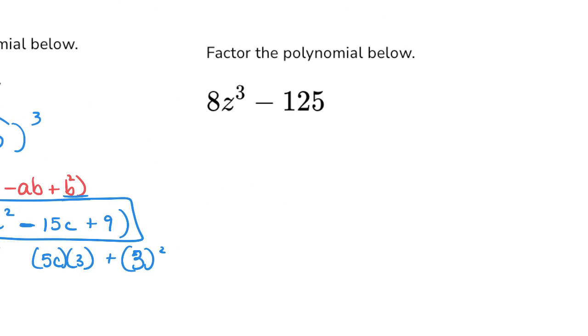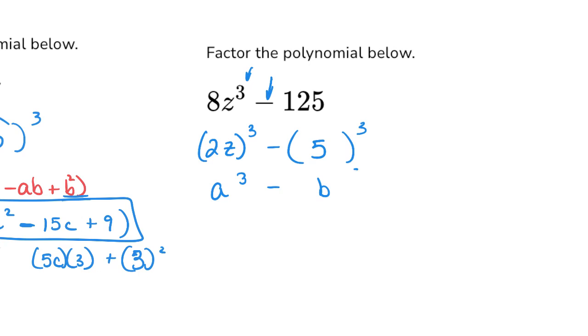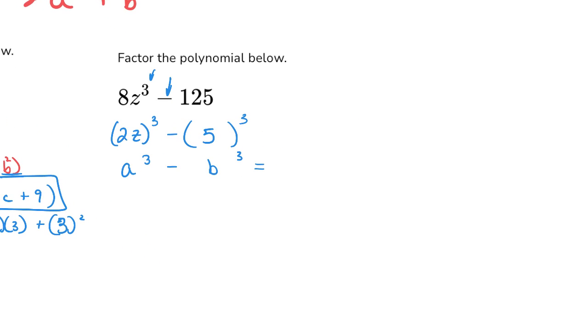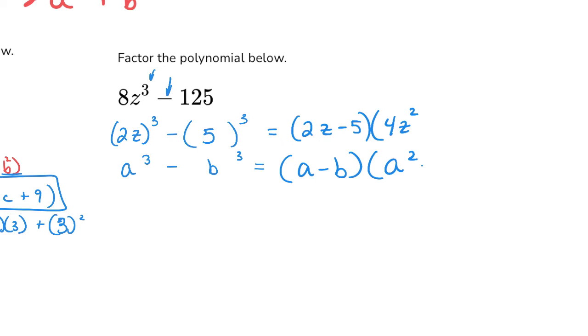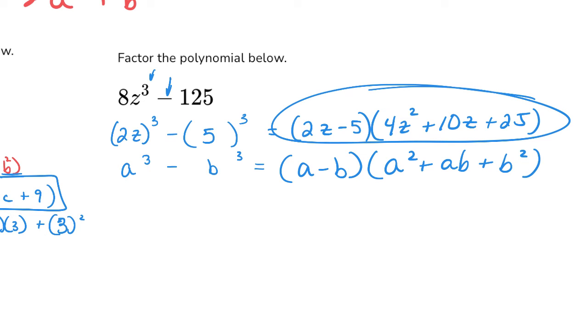Our last one, we see that difference, we see that cube, we think difference of cubes. It's got to be a 2 that they've cubed, and 5 times 5 times 5 is 125. There's my a cubed minus my b cubed. The factorization is a minus b, so 2z minus 5. Then a squared, so 2z times 2z, plus a times b, 2z times 5, plus b squared, 5 squared. And you're done. 5 squared is 25. There's the complete factorization.